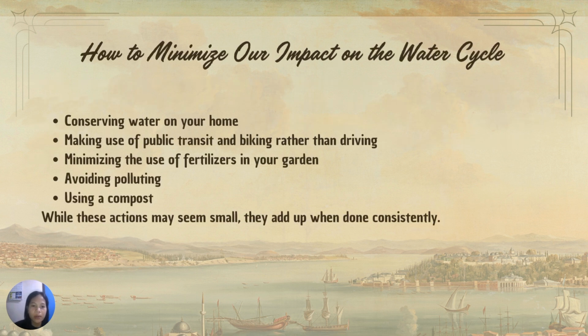How to minimize our impact on the water cycle? Conserving water at home, using public transit or biking instead of driving, minimizing fertilizer use in your garden, avoiding pollution, and using compost are small yet impactful actions. When practiced consistently, they collectively contribute to reducing environmental harm and promoting sustainability.